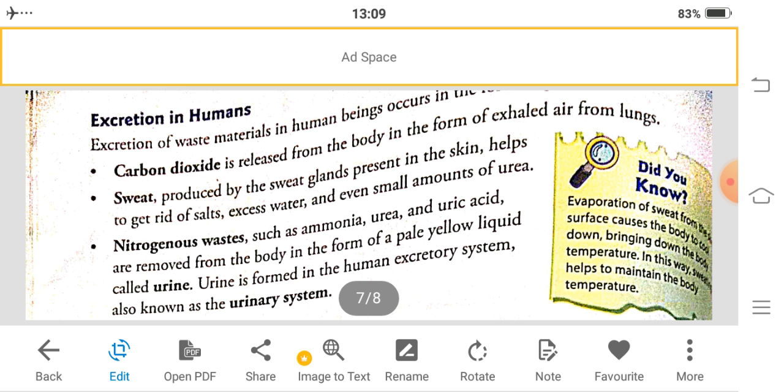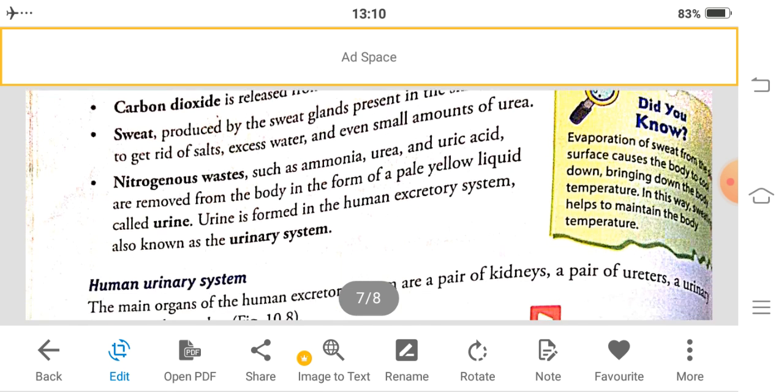Then nitrogenous waste such as ammonia, urea and uric acid are removed from the body in the form of a pale yellow liquid. It is called urine. Whenever we go to the toilet, urine is removed from our body. So in the form of urine, a pale yellow liquid comes out of our body, and that liquid contains either ammonia, urea or uric acid.